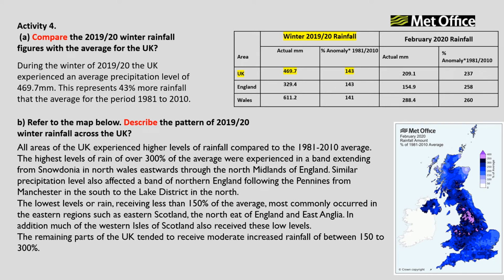Part B really builds on that question. So part A is looking at the raw data, and it's looking at the overall figures for all of the UK, for England and for Wales. But for part B, you're then referring to that choropleth map, which is using colour to represent levels of rainfall. And you can see in that choropleth map that the entirety of the UK experienced higher levels of rainfall compared to that 1981 to 2010 average.